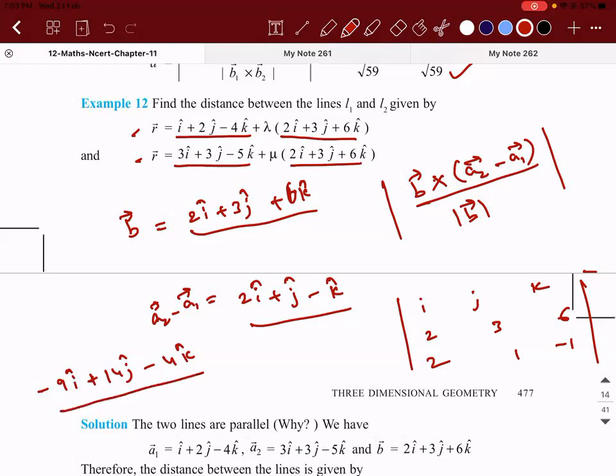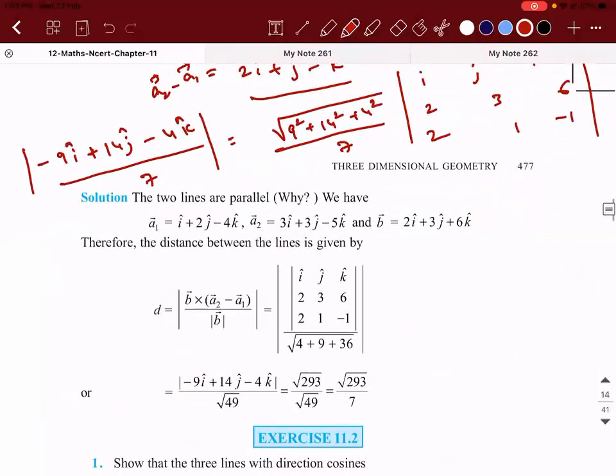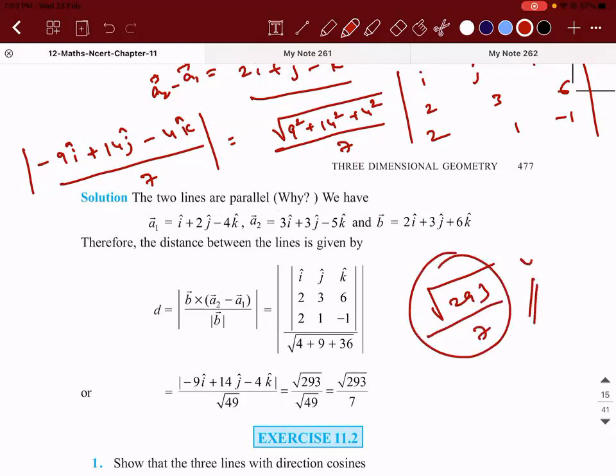Divided by square root of, so magnitude of B vector is how much? Square root of 4 plus 9 plus 36. So 49, that is going to be 7 in the denominator. Right. But this already has a magnitude. So what is going to be the magnitude of numerator? Square root of 9 square plus 14 square plus 4 square, the whole divided by 7. That will be the answer. So square root of 293 divided by 7 is the answer. Those many units, if you want, you can write this also.